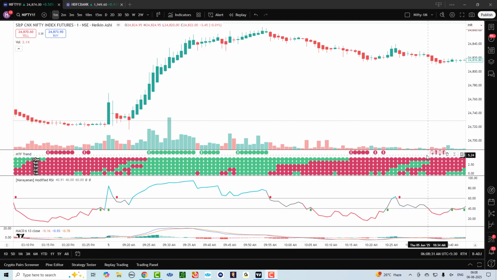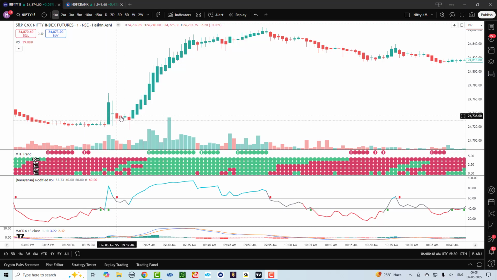In this video, we are going to see the power of the multi-time frame trend indicator as well as the custom RSI, which I call the modified RSI, on an intraday setting. So this is the Nifty futures chart for yesterday, which is June 5th, right here.